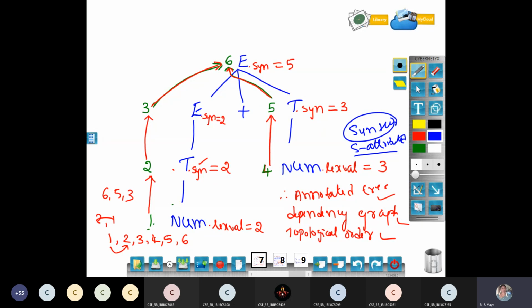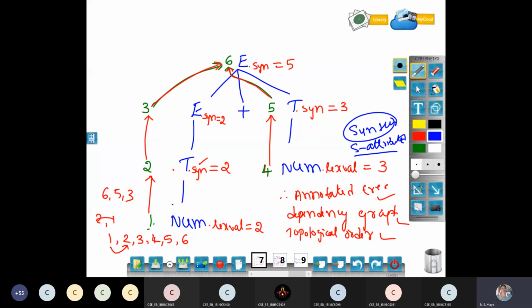It is not every time a terminal, no. For example, E derives E plus T, the body of the production. You should tell me: from the body of the production. This is called evaluating from what? From the body of the production. First step.